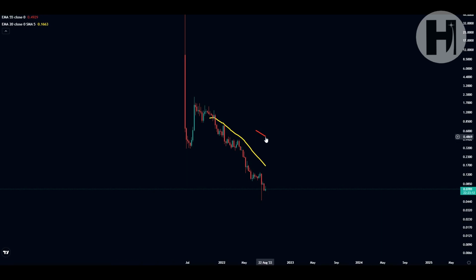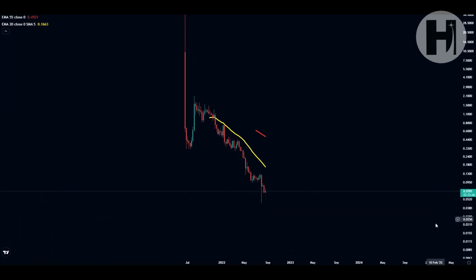So the major resistance level here is obviously the 20 EMA currently sitting at 16.63 cents, so 0.1663, and the 55 EMA above, which is currently sitting below 50 cents. So those are your two major resistance levels to break. You're very overextended from them. So I would imagine a backtest of the 20 EMA could be on the horizon in the next couple of weeks for CQT. We did see a rejection here in January of this year, and that was the last time we actually touched the 20 EMA.